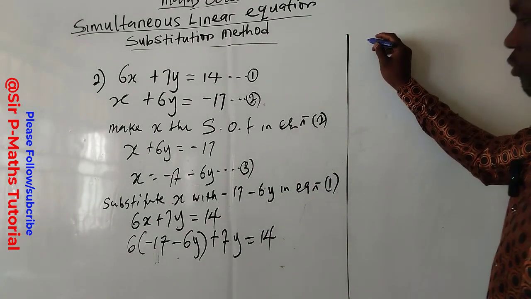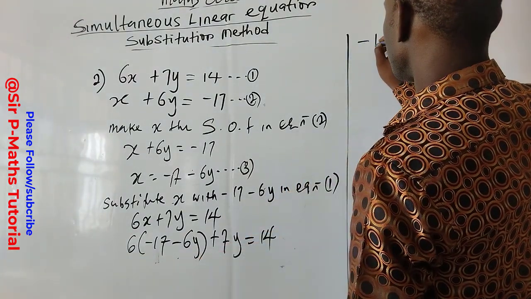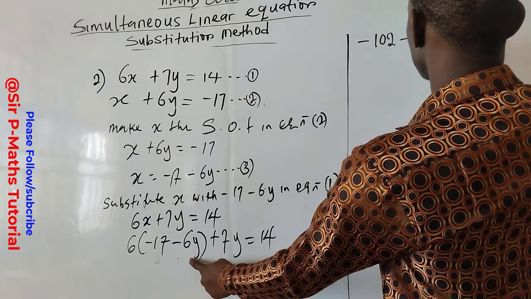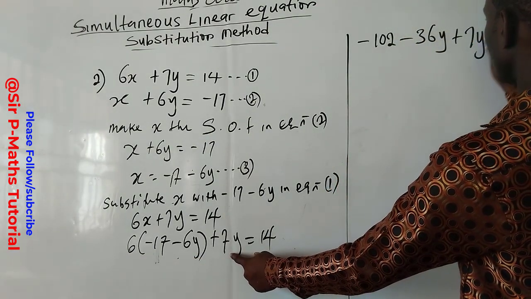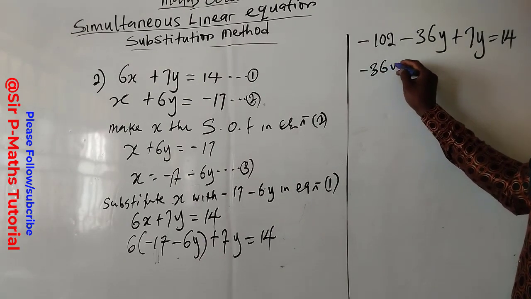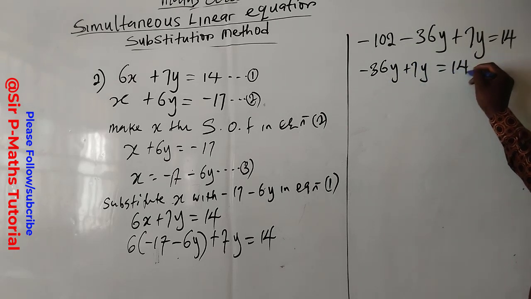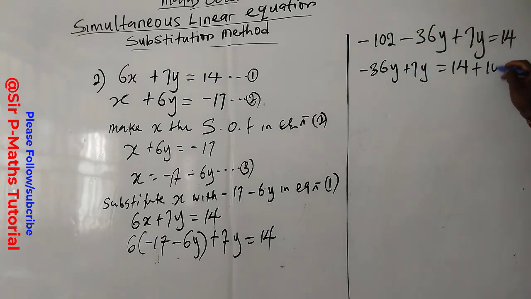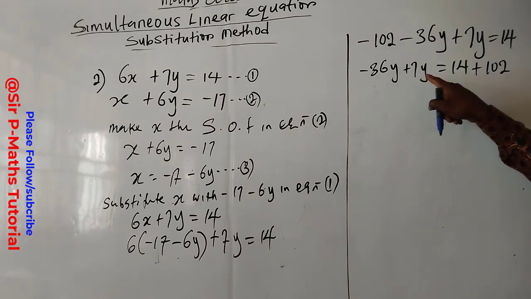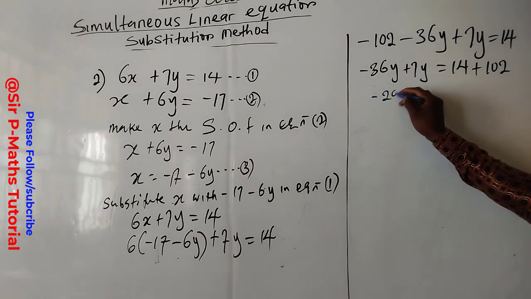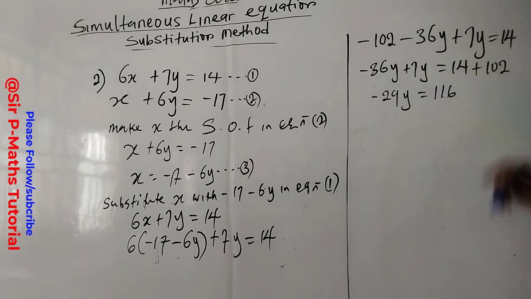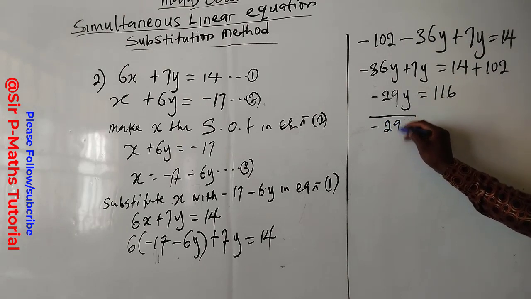If I expand, I will have 6 times minus 17 will give me minus 102. 6 times minus 6y will give me minus 36y plus 7y equal to 14. Then collect like terms. I will have minus 36y plus 7y equal to 14, and this one will cross over and become plus 102. At this point, we add. Minus 36y plus 7y will give me minus 29y equal to 116. Adding these two.